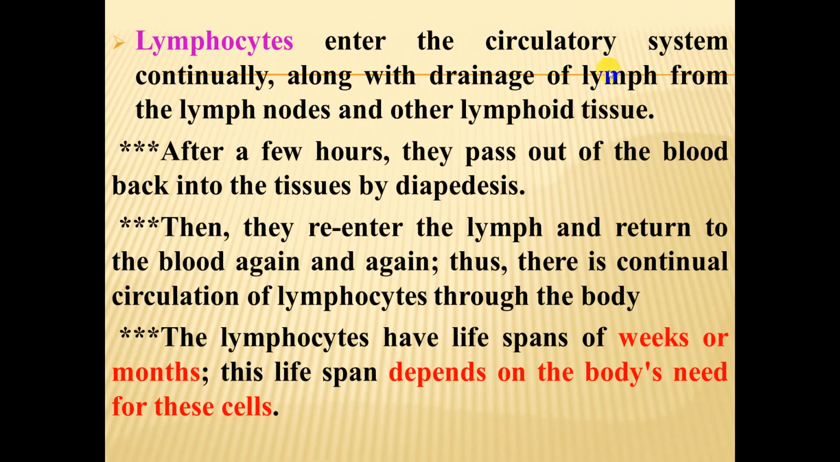Lymphocytes enter the circulatory system continually along with the drainage of lymph from lymph nodes and other lymphoid tissues. Since their formation is in the lymph tissue, they flow in the lymph, and its drainage finally ends in the blood. After a few hours, they pass out of the blood back into the tissue by diapedesis, then re-enter the lymph and return to the blood again and again, in a circle. There is a continuous circulation of lymphocytes through the body.